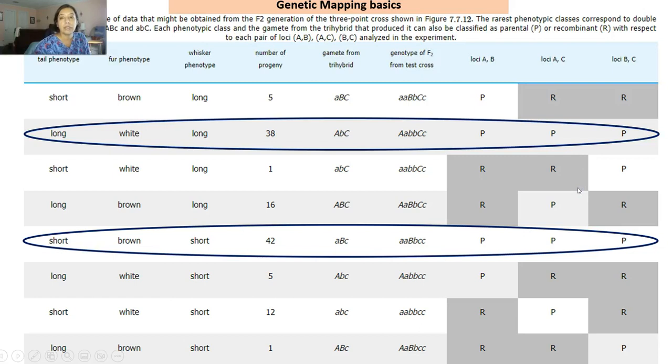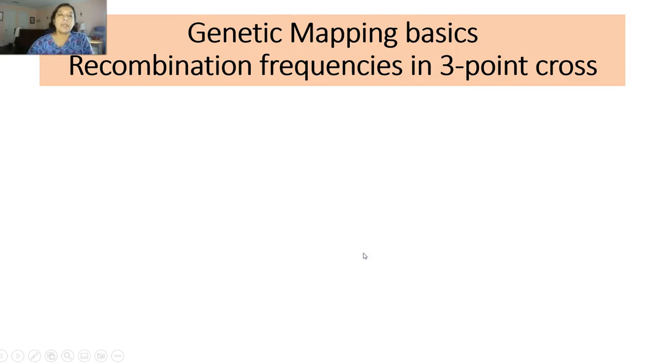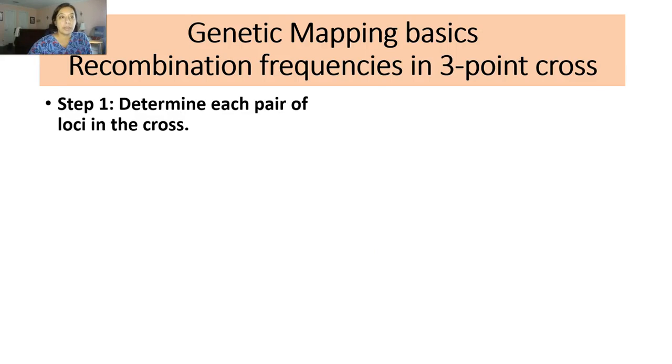Okay, so here are your 2 parentals, right? They'll usually have the most progeny with the 2 parental genotype or gamete combinations. And then these are your double recombinants, where you have multiple recombinants, and these are going to be your lowest combinations. Okay, so let's look at our recombination frequencies of the 3-point cross.